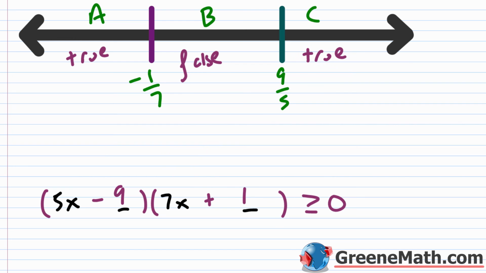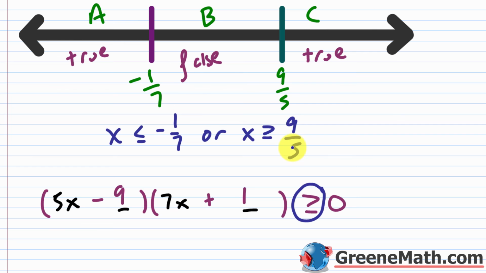And let's go ahead and write our solution. So because we have a non-strict inequality here, negative 1/7 and also 9/5 will work. Because again, in either case, you'd have 0 over here. And if you get 0 is greater than or equal to 0, that's a true statement. So let's go ahead and say that x is less than or equal to negative 1/7, or x is greater than or equal to 9/5. And that's exactly what we found from the graph.